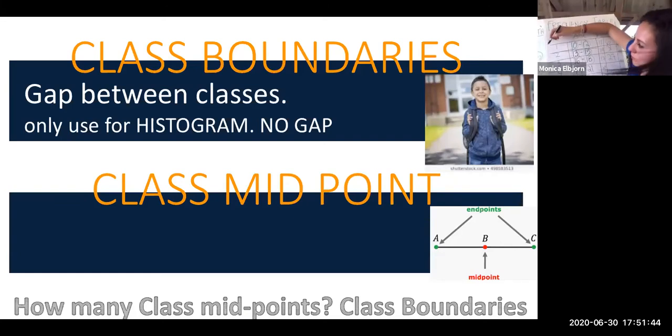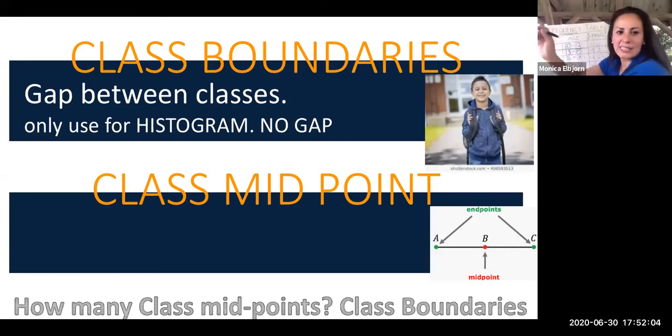Yeah, you're right. On the X, we're going to have our classes. And class boundaries are the gap between classes. It's the gap that we have between this one and this one. You can see in the video, the gap that she was talking about was 20 and 20. Do you remember that? There was no gap in between. But these ones are ages.